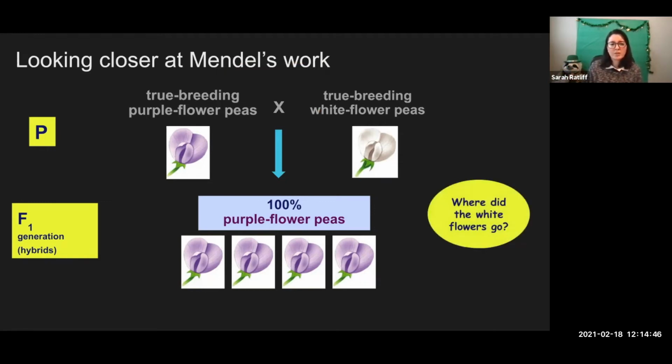Where did those white flowers go? We started with a white flower. Why aren't we seeing any white flowers in the next generation? This is a strange phenomenon.